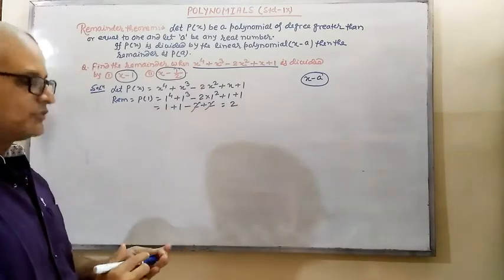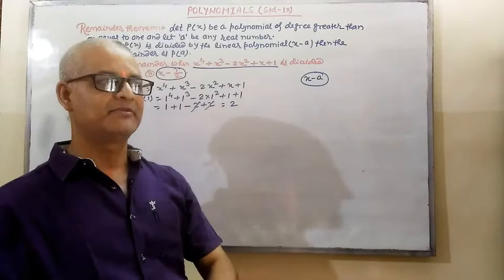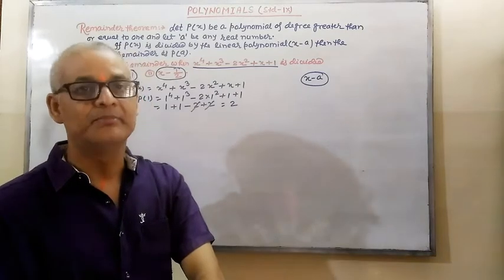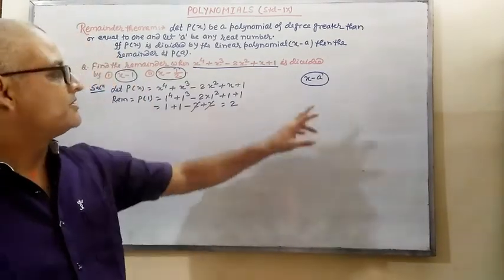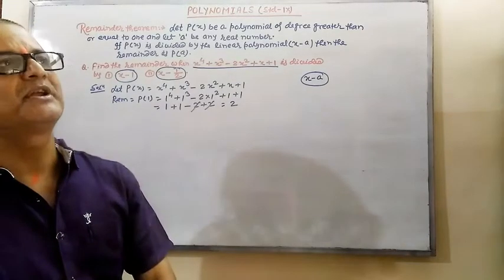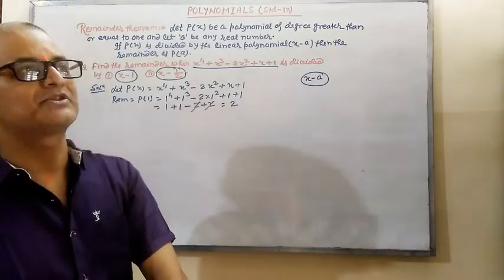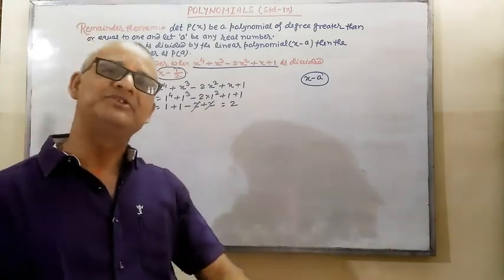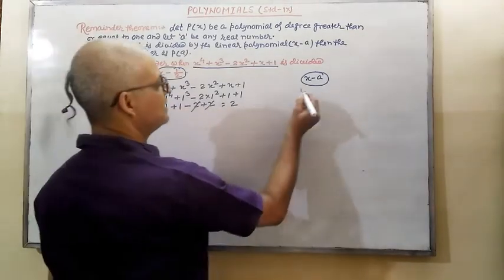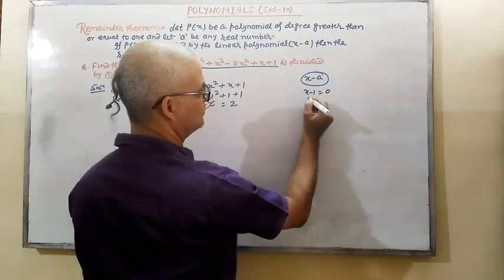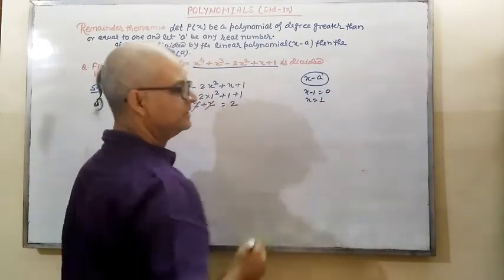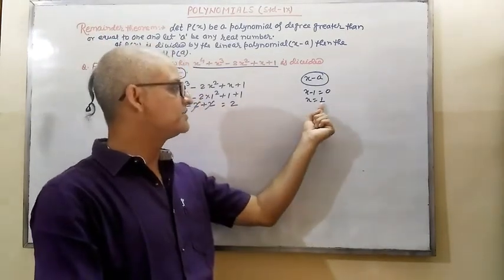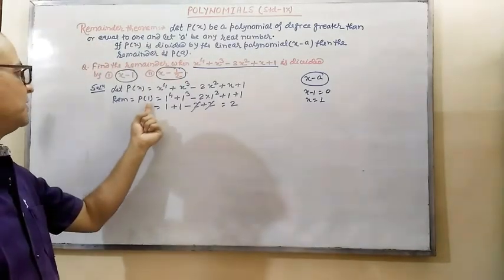So actually when the divisor is given, first we observe what is the value of a. The value of a may be positive, may be negative, so the maximum students make mistakes for the value of a. For that the shortcut process is, whatever the divisor is given, you equate with 0. Suppose here x minus 1 is the given divisor. So x minus 1 equate with 0. What is the value of x? That is 1. So whatever the value of x, that is the value of a. So now you see here x is equal to 1. It means the value of a is 1. So P(a) means P(1).